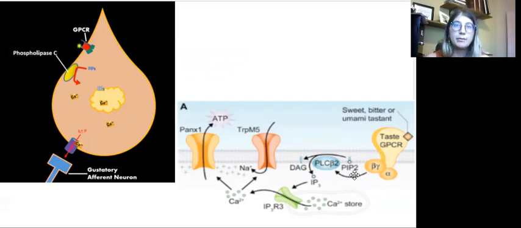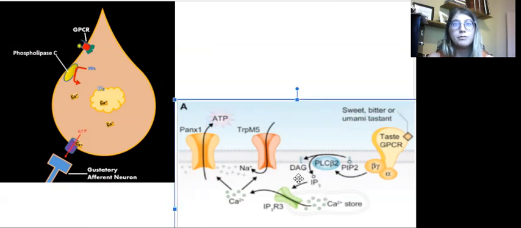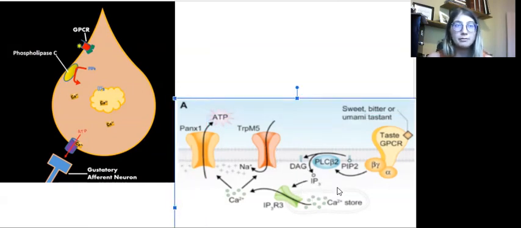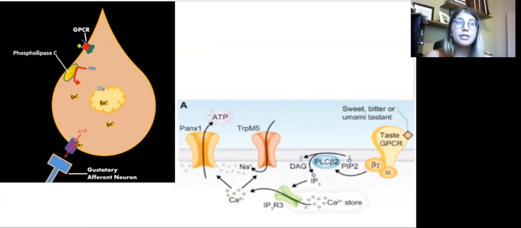down into two things. It breaks it down into DAG, diacylglycerol, and IP3, which is inositol triphosphate. So we can see that here. So here's the DAG molecule coming out, and here's the IP3 coming out. The IP3 specifically travels to the smooth endoplasmic reticulum.